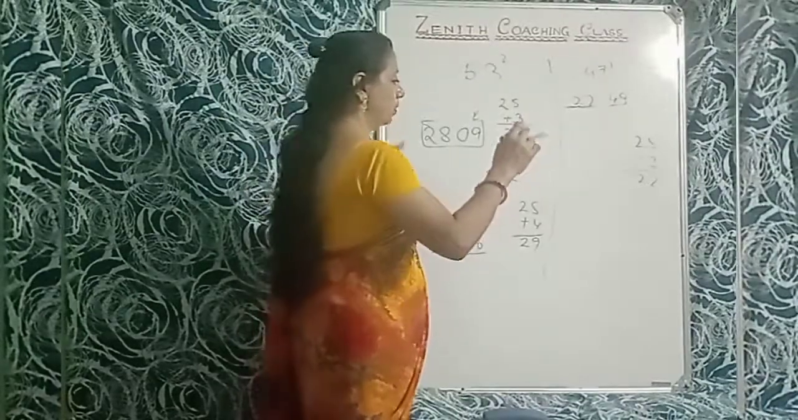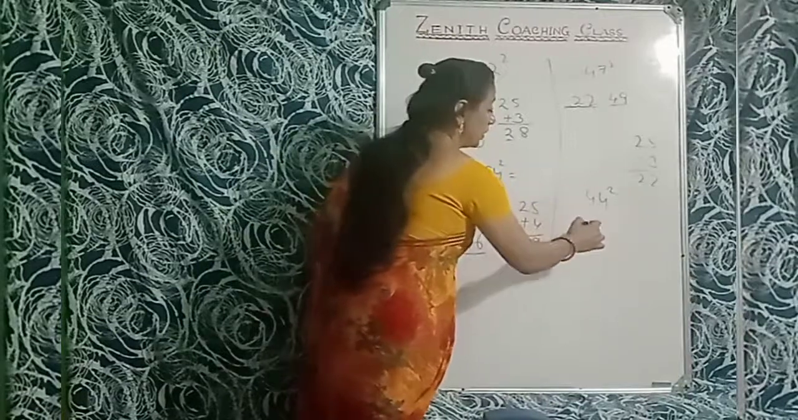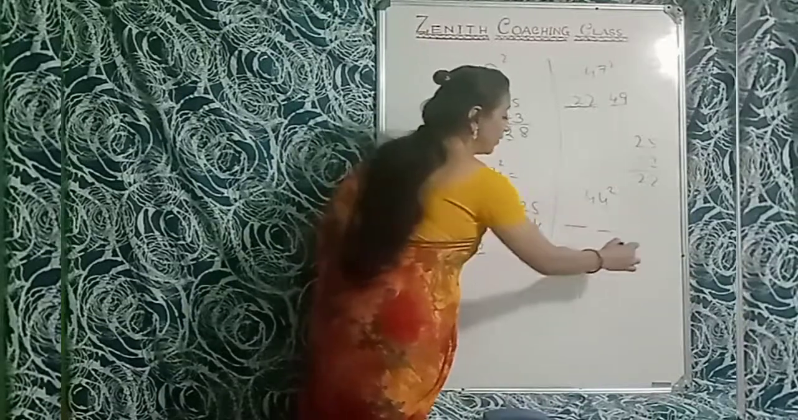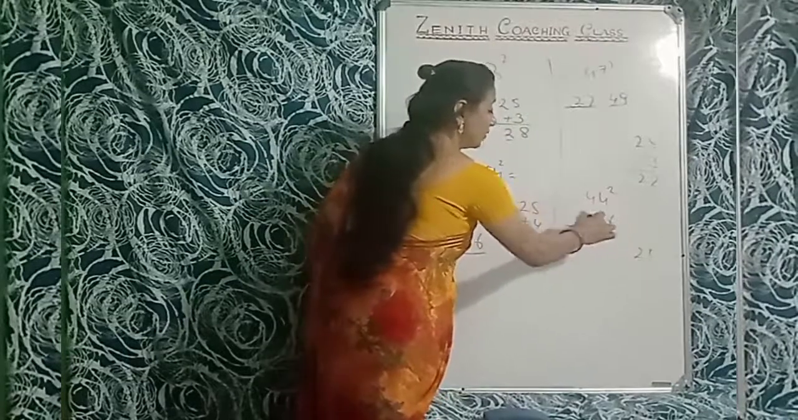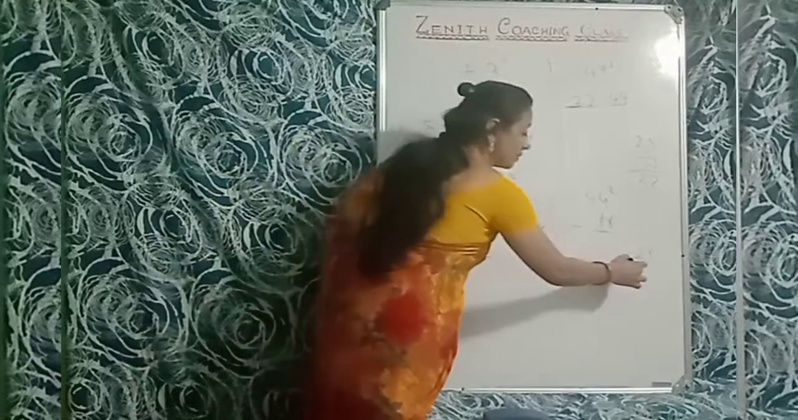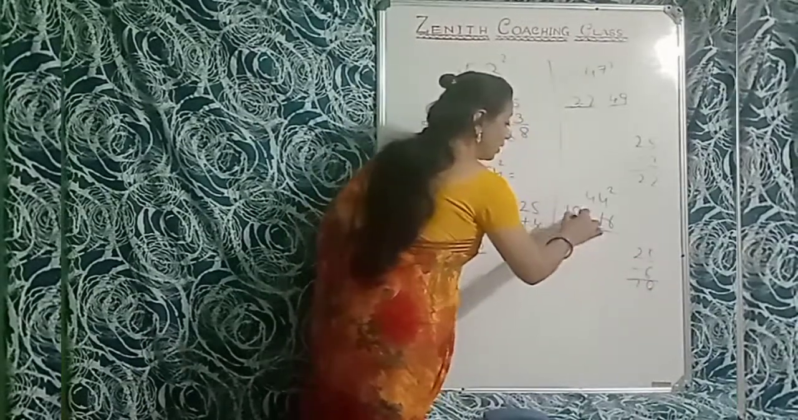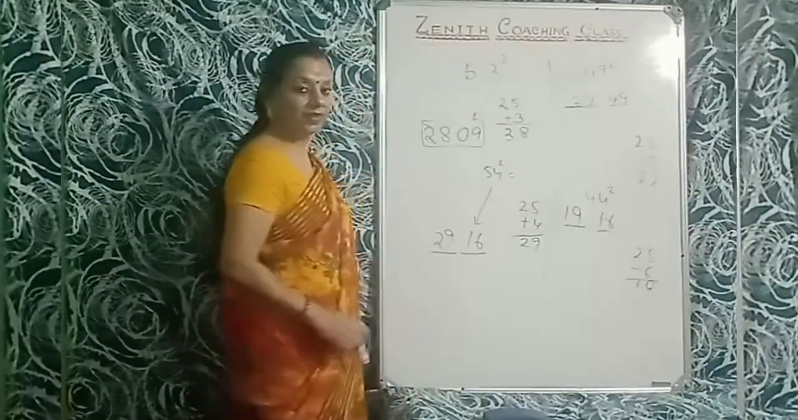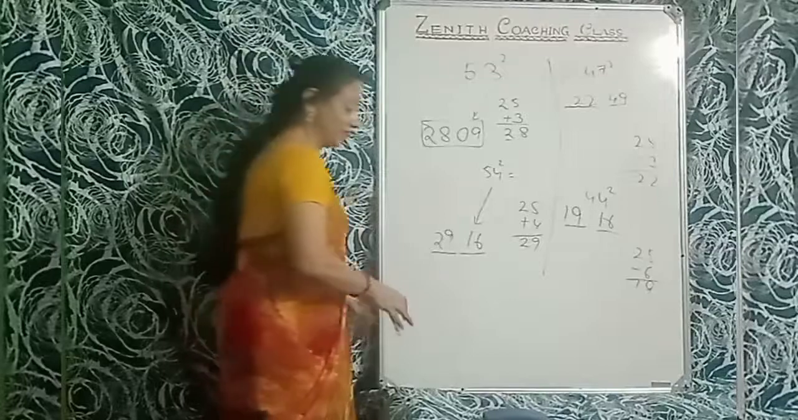Okay. Let's think about 44 square. Okay. So 44 square. So here is 25. 4 square is 16 and 44 is 6 less than 50. So here is this minus also, 6 less. So 19. So it is 1936. Understood? That's a very easy trick, you know.